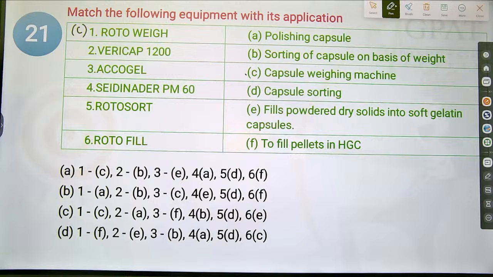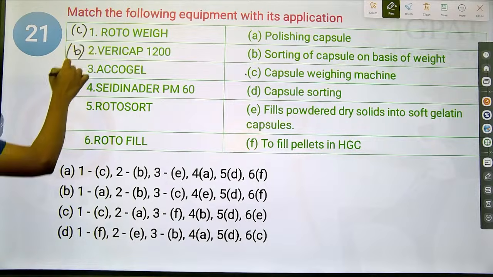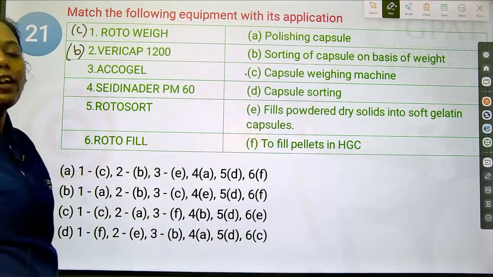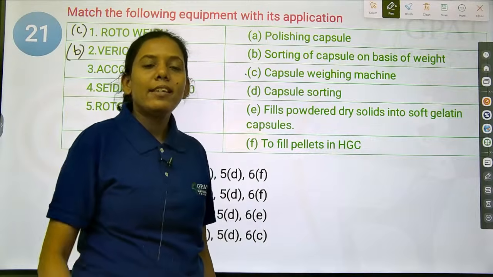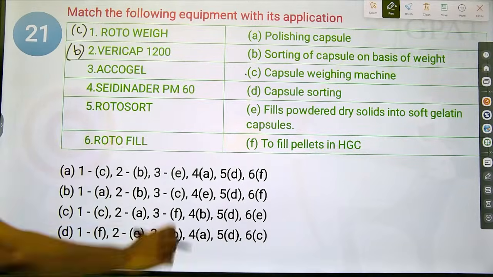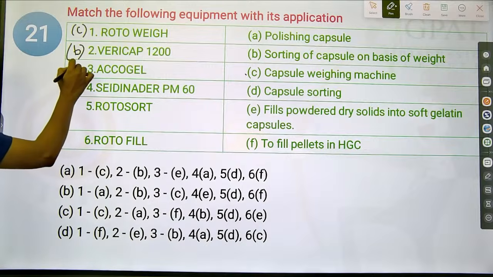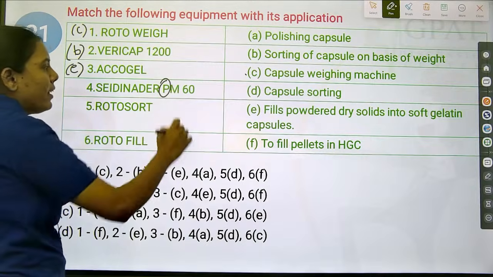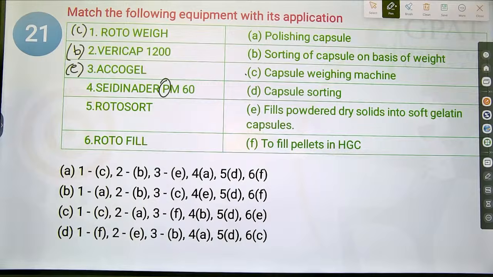First is C. Next is what? Vericap. Vericap, what we have seen, it is a sorting machine, right? Next is what? Ecogel. Ecogel is for filling of powders, as we have seen. There is Ecogel, Ecofill and all, right? So where is the answer? Fills powdered dry solid into a soft gelatin capsule. Next is what? Sedinator PM60. From P we have remembered it is a polishing machine. If you remember in the class we have seen it is a polishing machine.